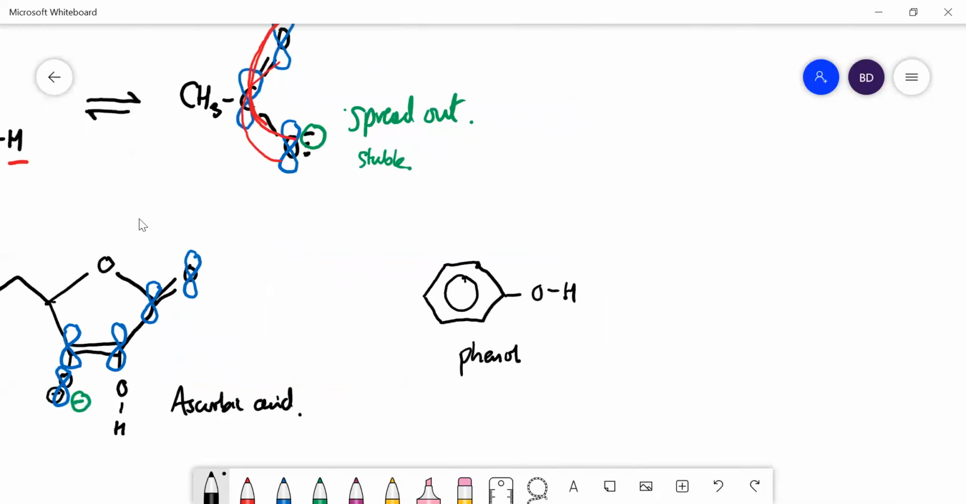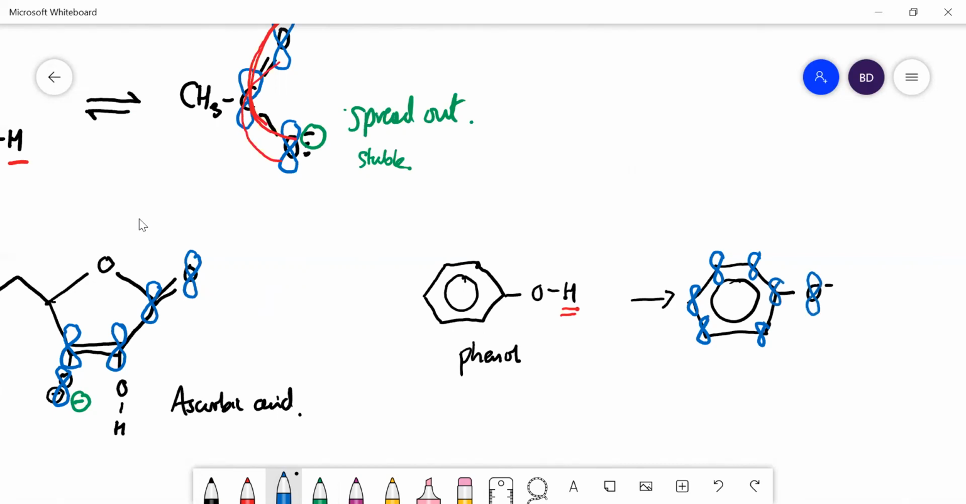Because if you lose this proton here, what can happen is, where have we got our unhybridized p electrons? We've got them on each of the carbons. So I've finished drawing this. On each of the carbons. And we've also got them on this oxygen here. So that means the negative charge can be partly shared into the delocalized system, the benzene ring. So phenol is a little bit acidic.